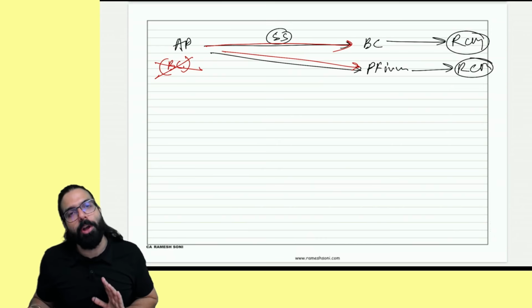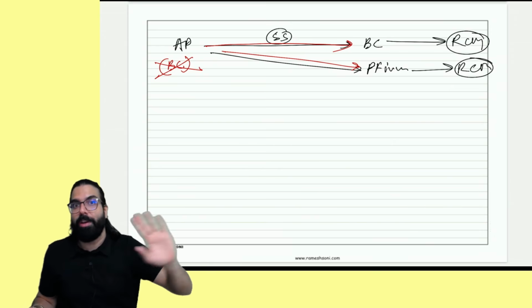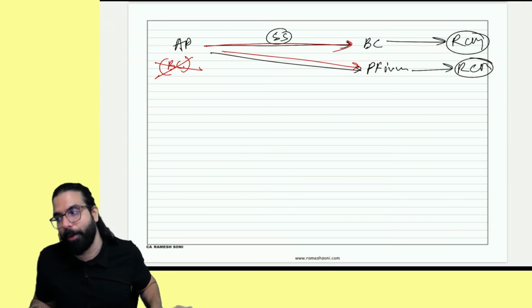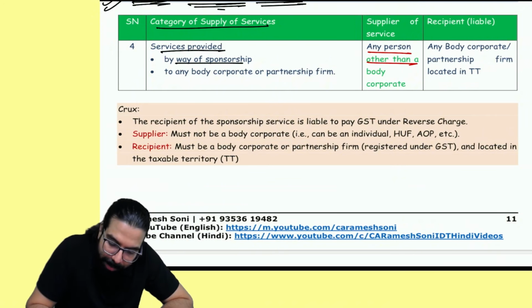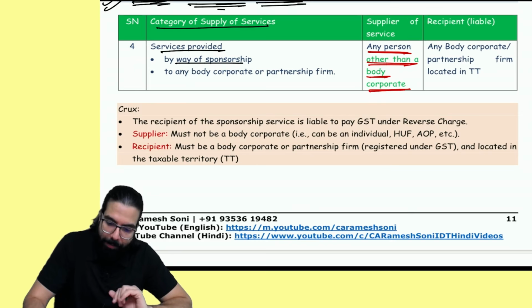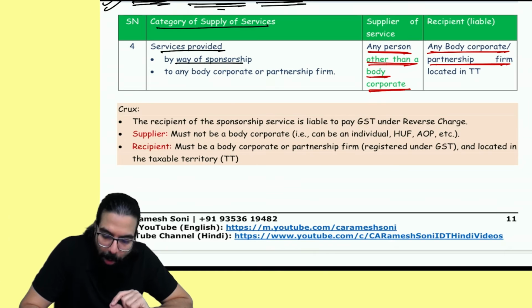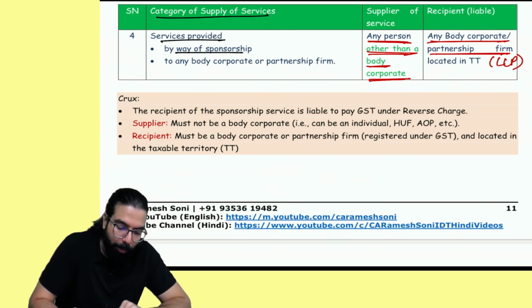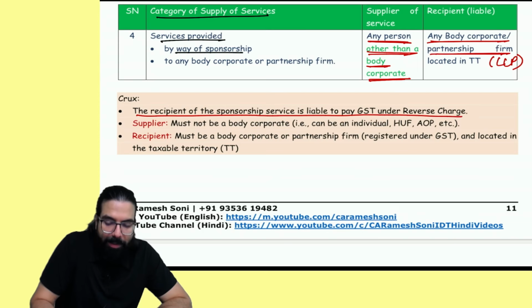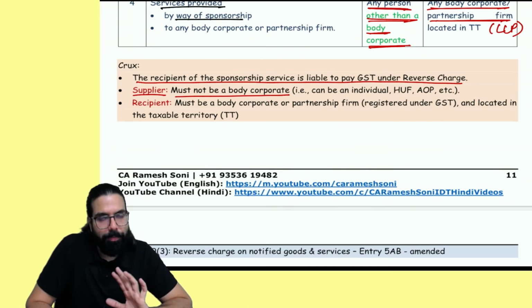It means if non-body corporate is supplying to body corporate or non-body corporate is supplying to partnership firm, only then RCM will come. Please see this entry, everyone. Any person other than body corporate, non-body corporate, supplying to body corporate or partnership firm, and partnership firm includes LLP. Done, sir? So I've told the recipient of sponsorship service is liable to pay GST under RCM. Supplier must not be a body corporate. It can be anyone.